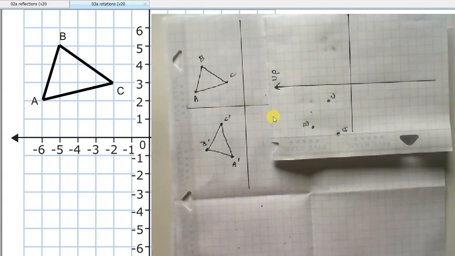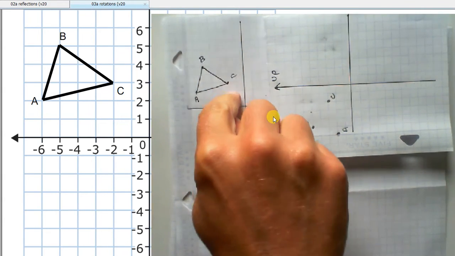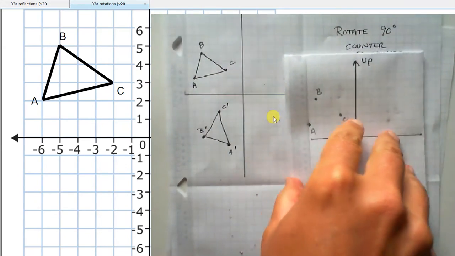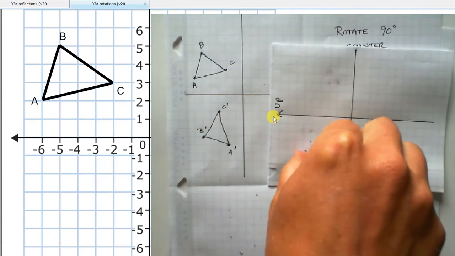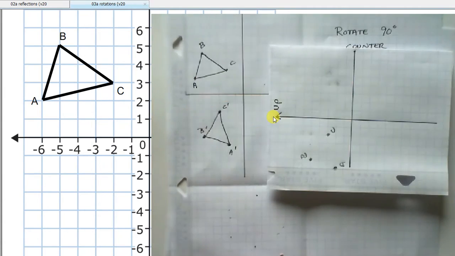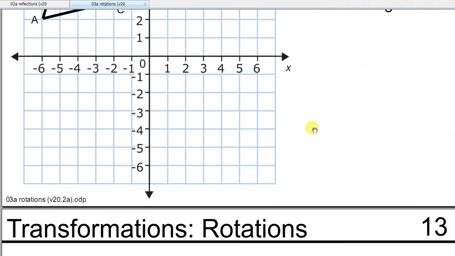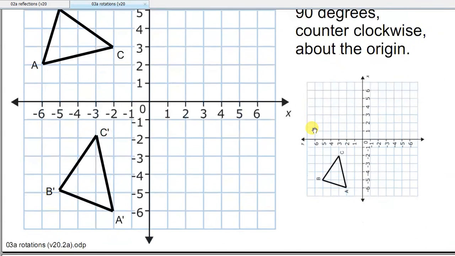So I draw it on the original paper, I draw it on the little paper, I rotate the little paper, and then I take the shape off of the little paper and put it onto the original paper. That's our method for this. There it is.